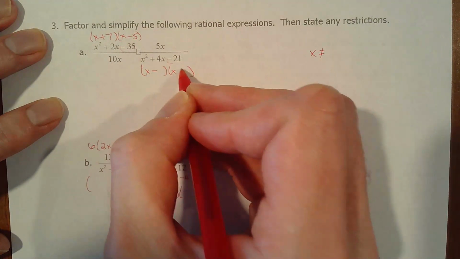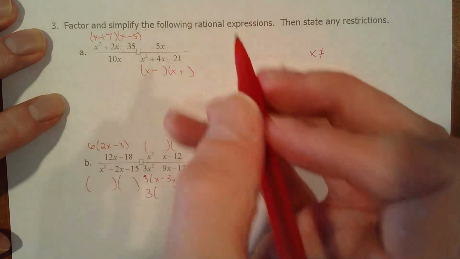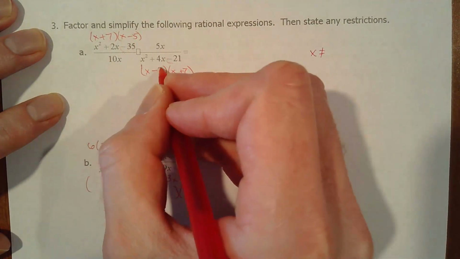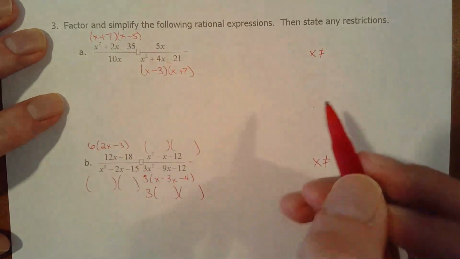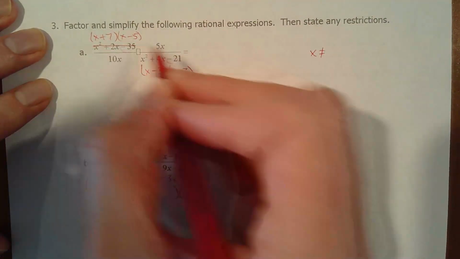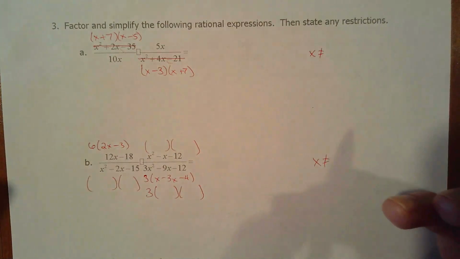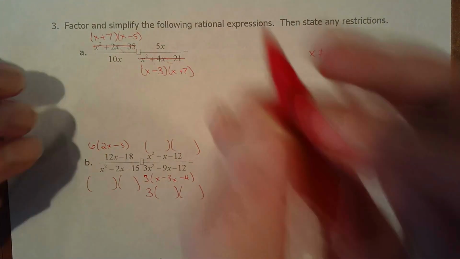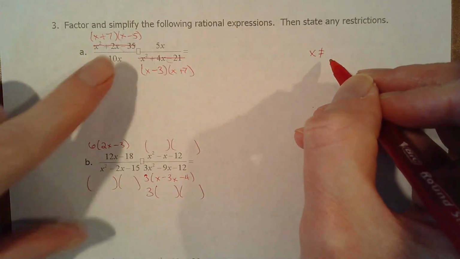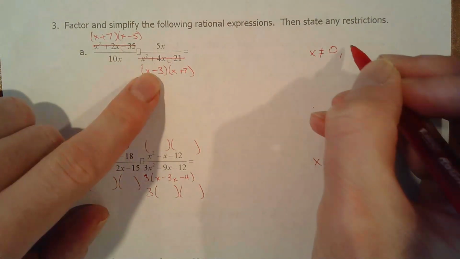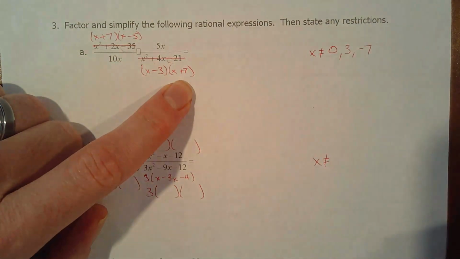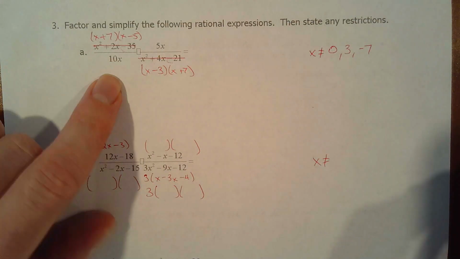So I know I've got a plus 1 minus... that'd be what, 7 and 3. So the sum is 4. And I like to just put a line through those because I'm done with those. I've replaced those. And now x cannot equal 0, 3, or negative 7. Because if it did, that bottom would be 0.